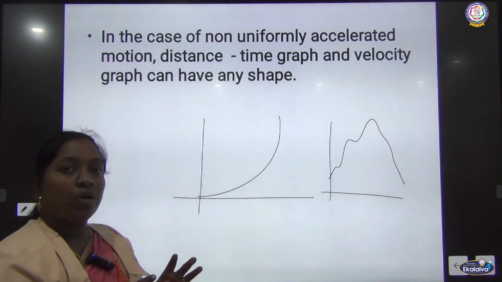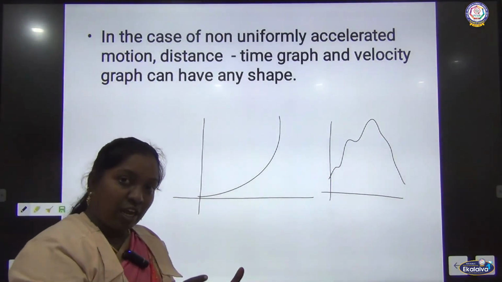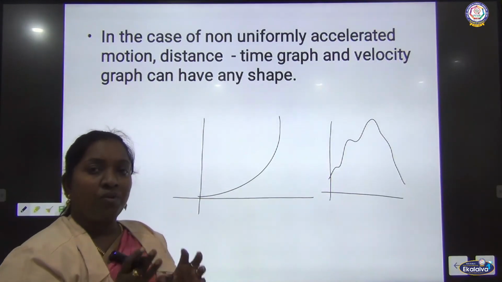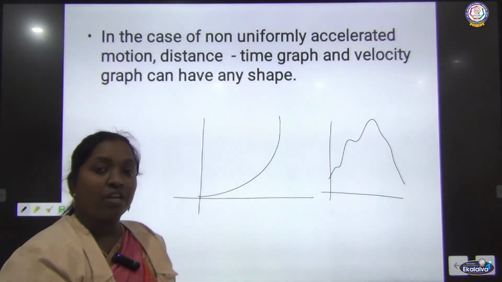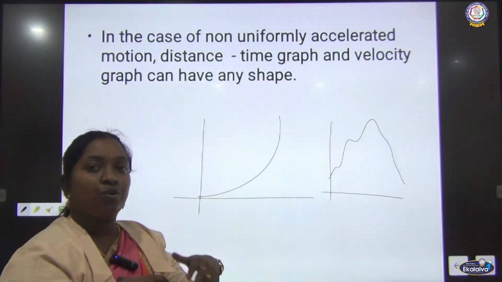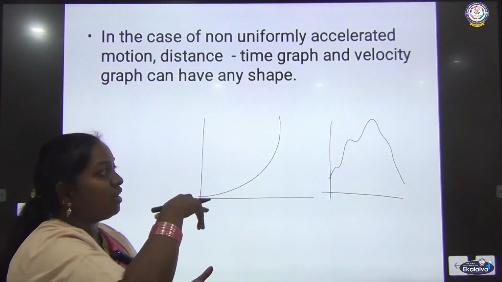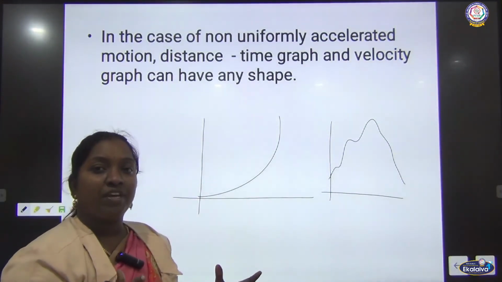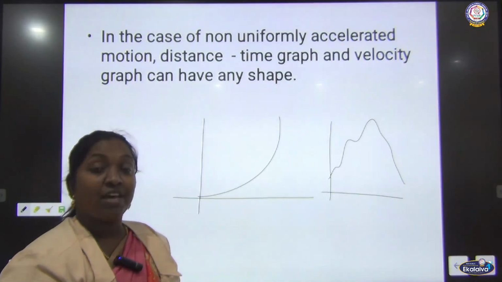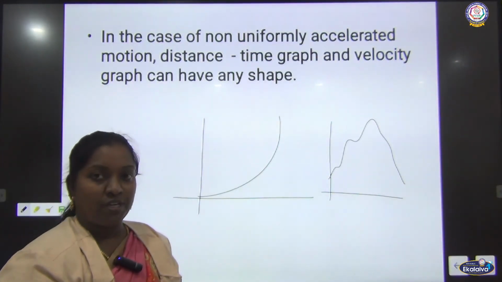In common, what you have to know is that in a distance time graph or velocity time graph, when we get a straight line, then it is called uniform motion. If we do not get a straight line and instead get any other shape of line, you have to infer that it is non-uniform motion.